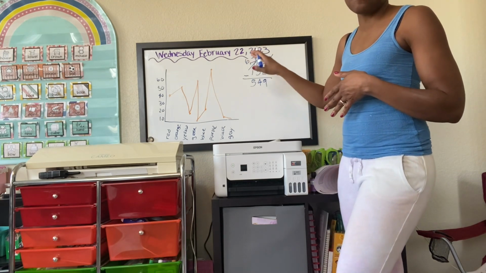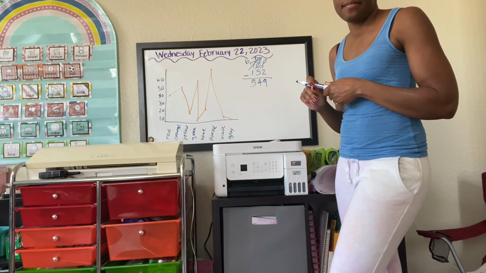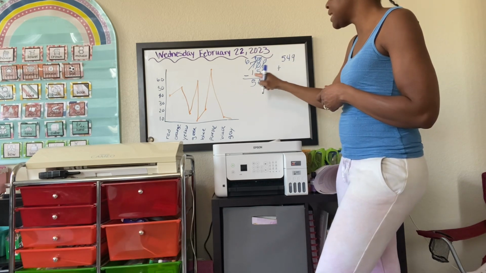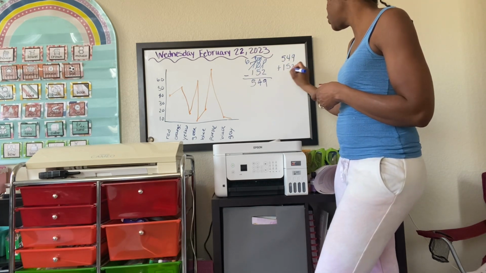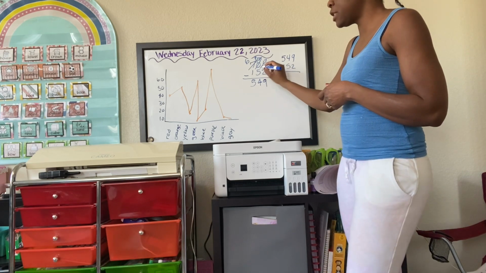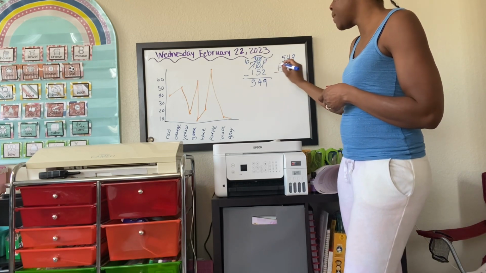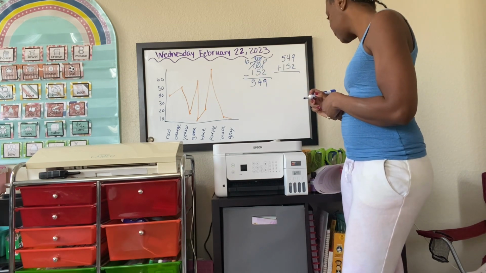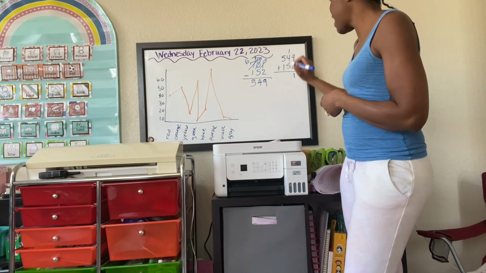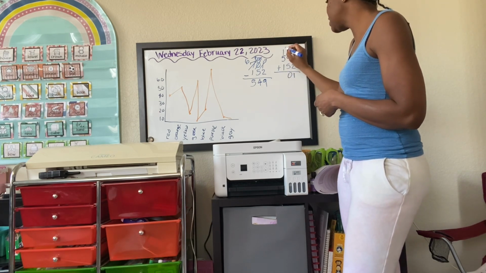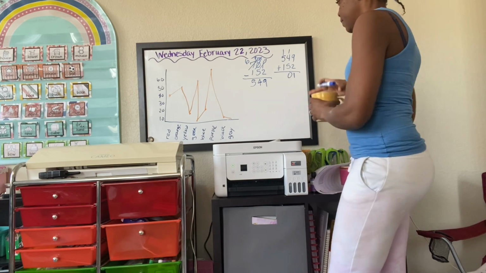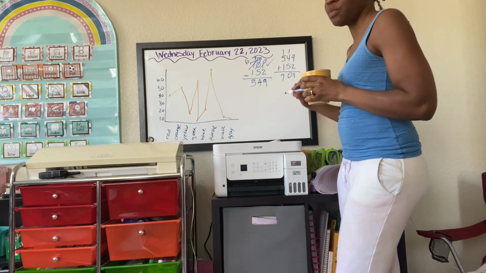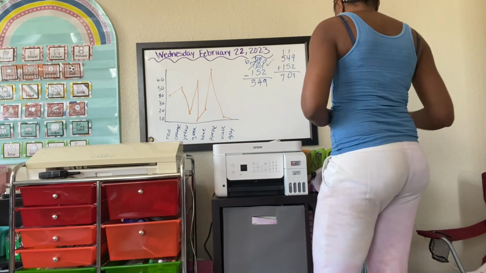What's the inverse of subtraction? Addition. So we're going to add 549 plus, instead of minus, 152. You add the difference to what you're subtracting from, and it better add up to 701. What's 9 plus 2? 11. What's 5 plus 5? 10. 5 plus 1 plus 1. 5 plus 1 plus 7. Ding, ding, ding. You did it right.